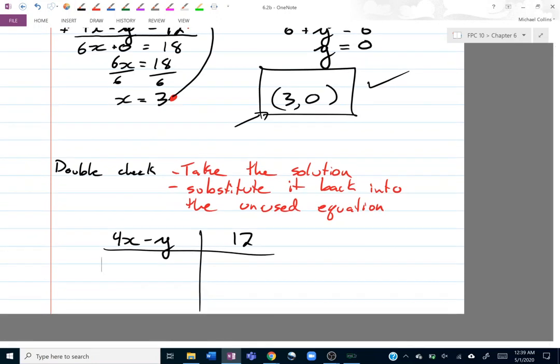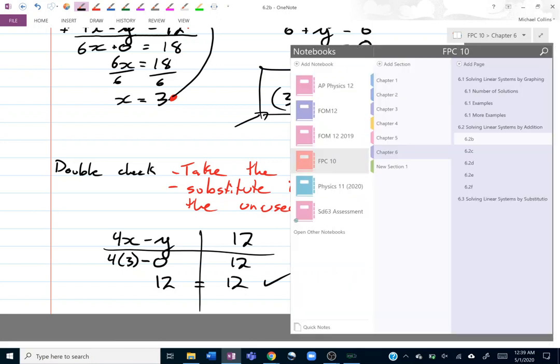On my left-hand side, I'm going to substitute those variables in. I've got 4 times 3 minus 0. And on the right-hand side, I'm just going to have 12. There are no variables over there, so that's really nice. And I end up with 12 is equal to 12. Yes, it is a solution. Let's take a look at a couple more examples.